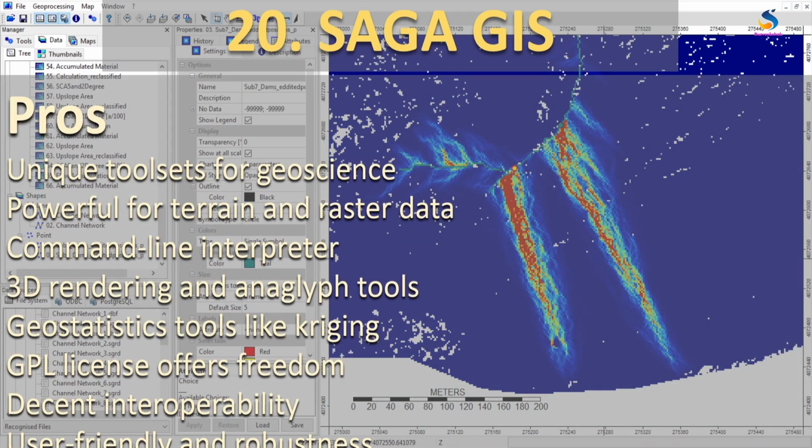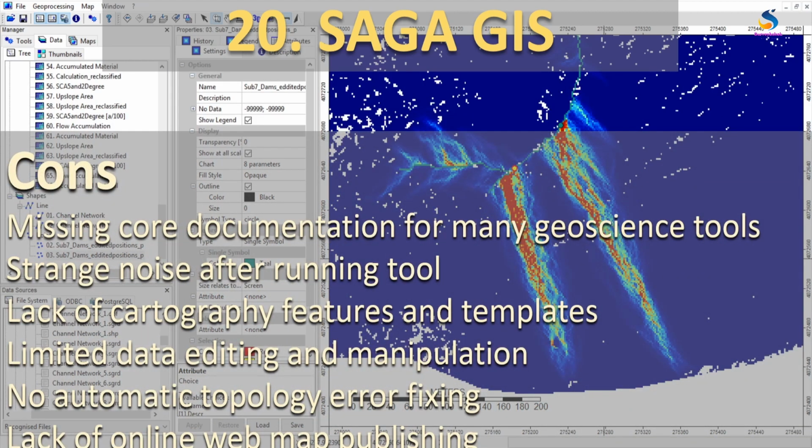Pros are a unique tool set for geoscience, powerful for terrain and raster data. It has a command line interpreter, 3D rendering and analysis tools, geostatistic tools like kriging, GPL license offering freedom, decent interoperability, user friendliness, and robustness. It is very fast. Cons: missing core documentation, strange noise after running a tool, lack of cartography features and templates, limited data editing and manipulation, no automation, no automatic topology error fixing, lack of online web mapping publishing.